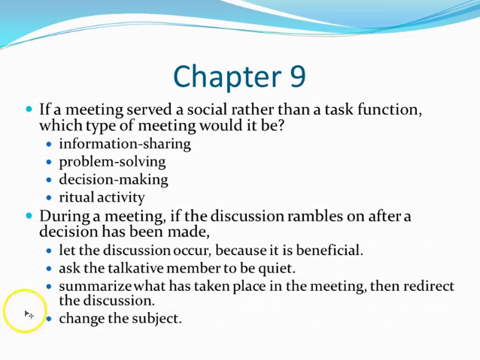All right. Next question. If a meeting served a social rather than a task function, which type of meeting would it be? Information sharing, problem solving, decision making, ritual activity. Which one? And the correct answer here is going to be a ritual activity. So social meetings are classified as ritual activities, just something to keep in mind there.